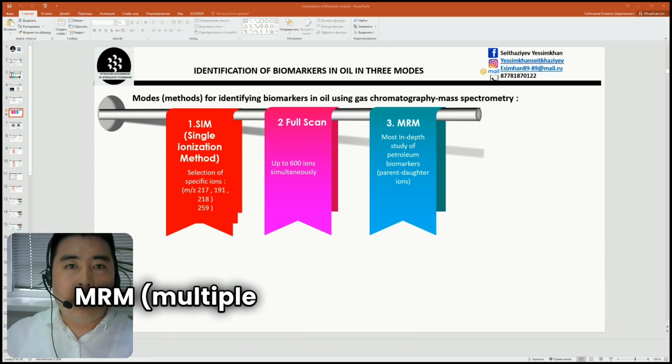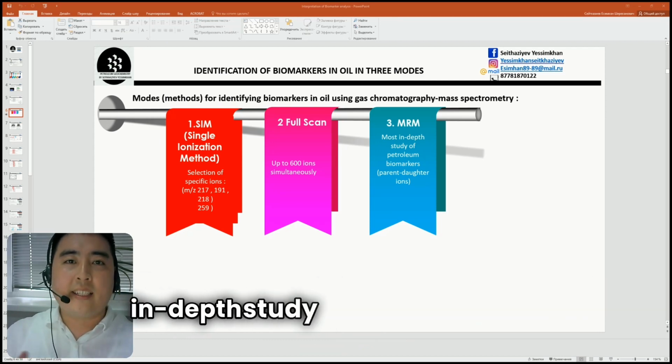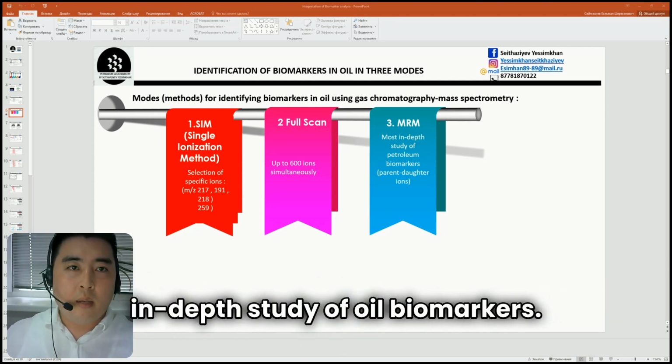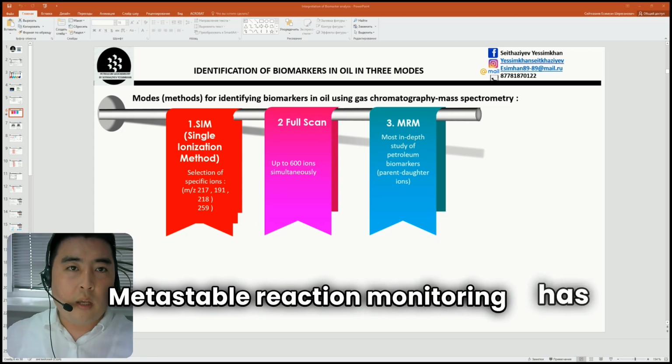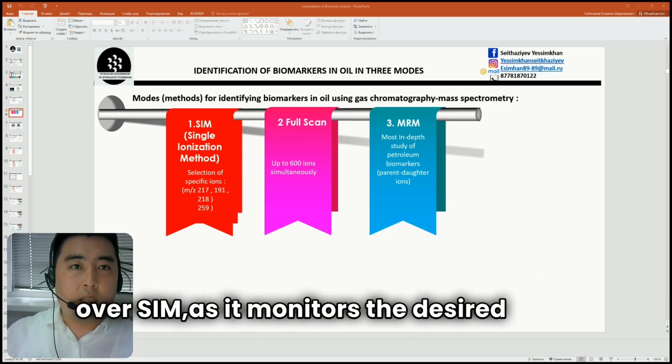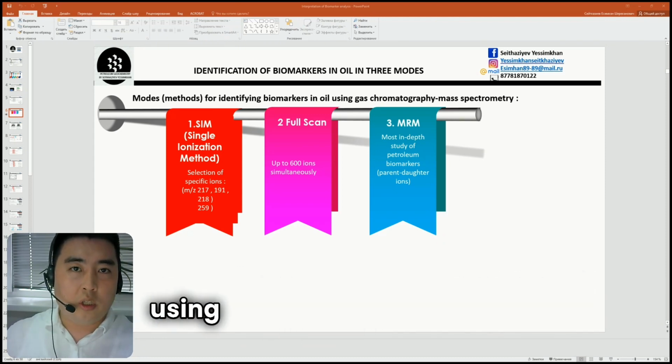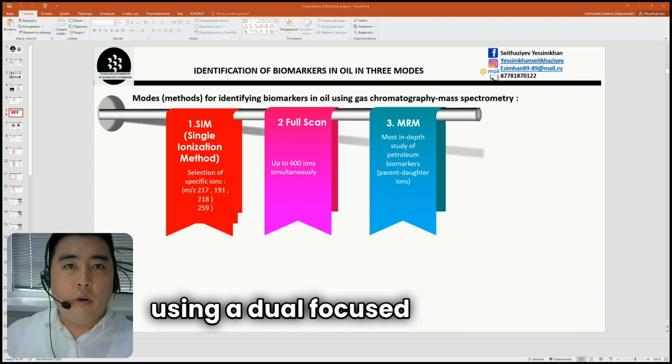MRM, multiple reaction monitoring, is the most in-depth study of oil biomarkers. Metastable reaction monitoring mode has the advantages of SIM. It monitors the desired parent and daughter ions during a metastable transition using a dual focus magnet.